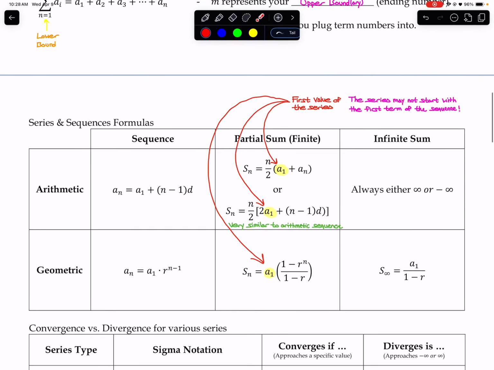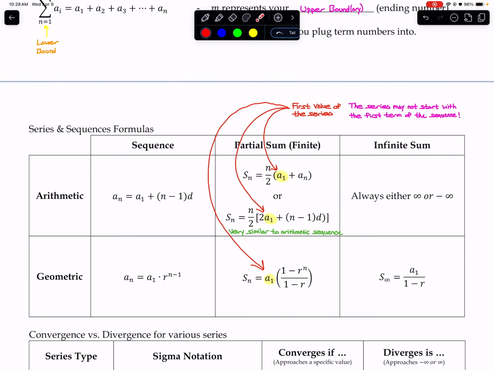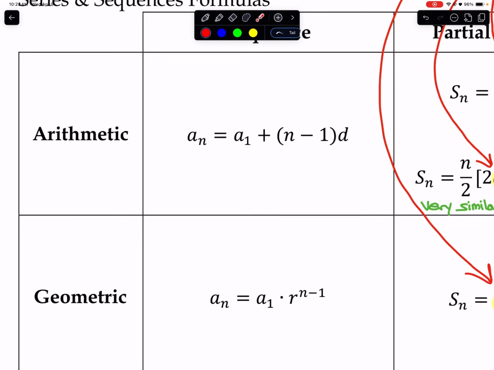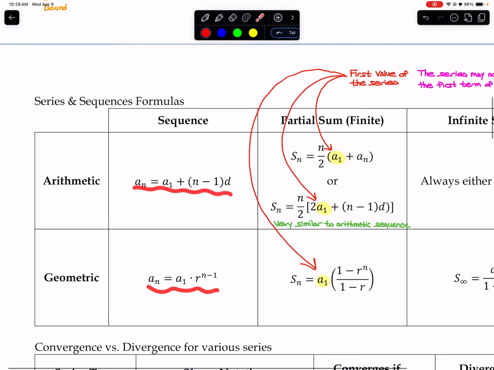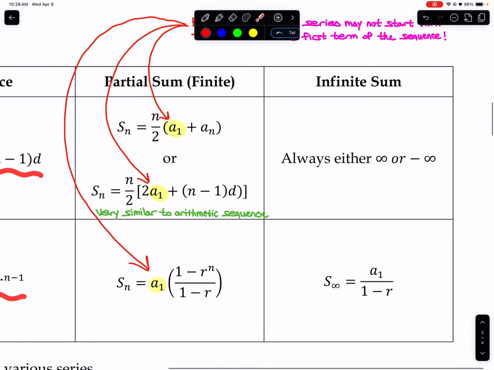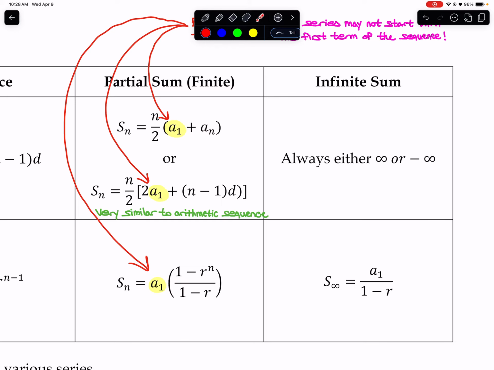Down here, I have the actual formulas that we're going to be referencing for series and sequences. Over here, the sequences, this should look very familiar. This is what we just did in the warm-up, which should be a recap. And then over here, we're going to have the formulas for a partial sum, which is finite, and also an infinite sum.